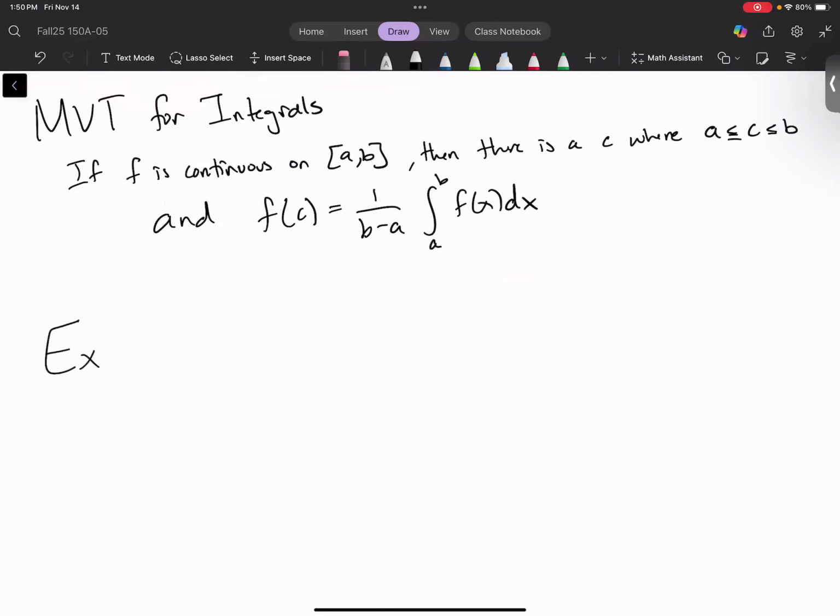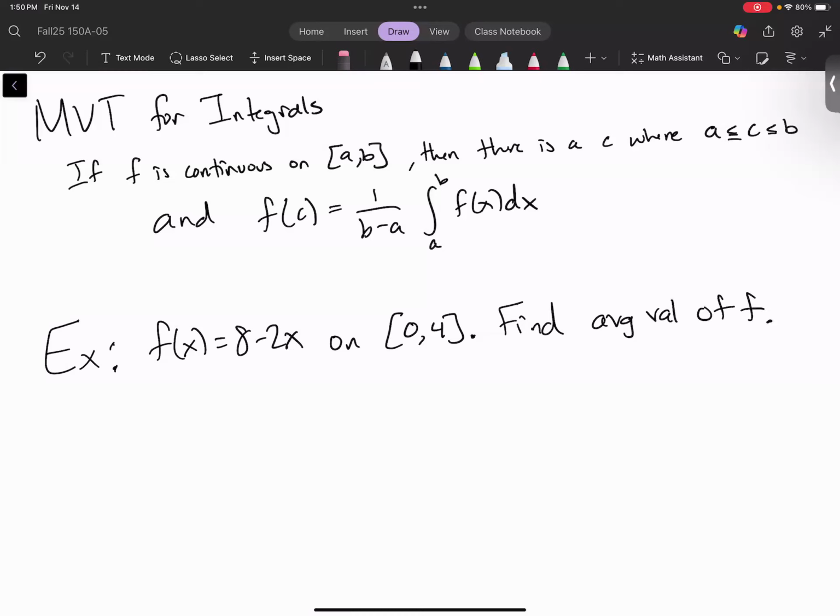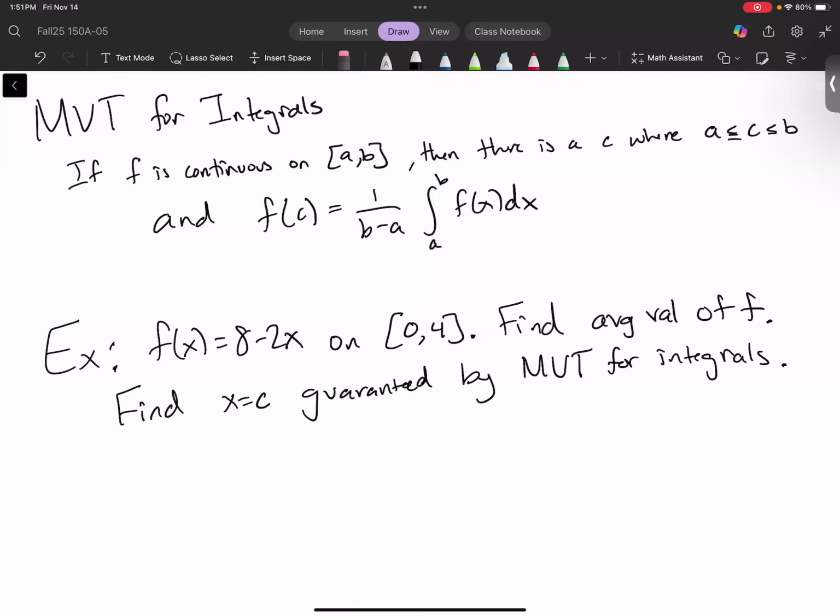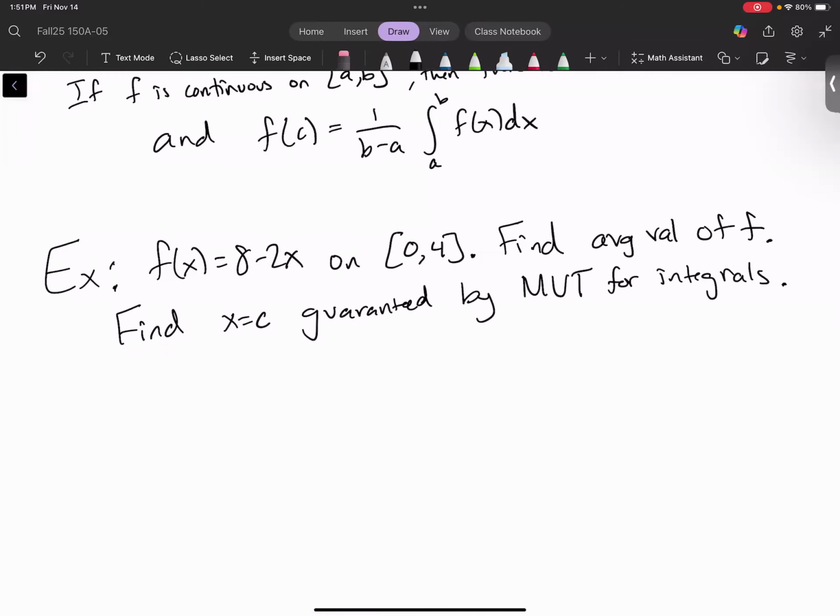So yeah, let's do an example. Let's look at f of x equals 8 minus 2x on the interval 0 to 4. We're going to find the average value of f, and then we're going to find x equals c, which is guaranteed by the MVT for integrals. So we're going to do both: find the average value and then solve this whole thing.